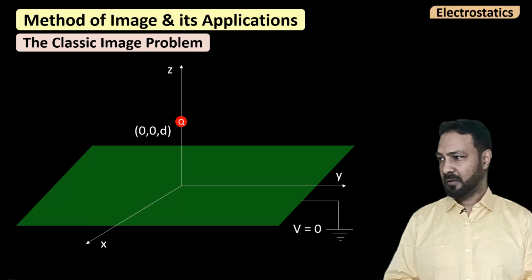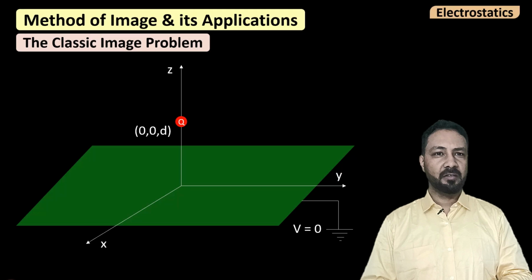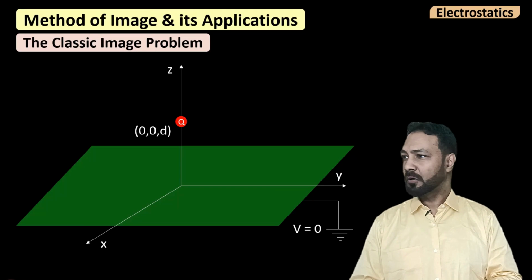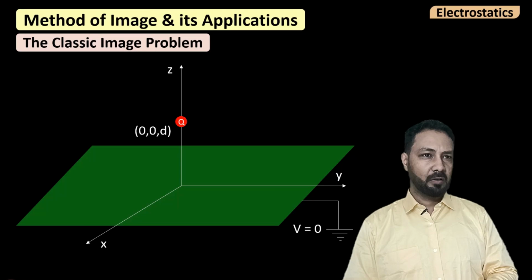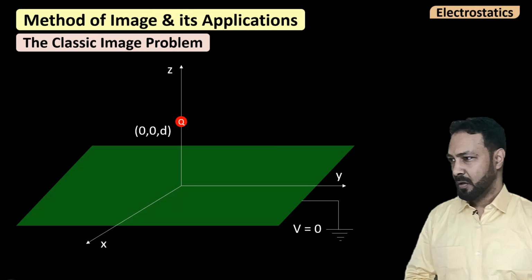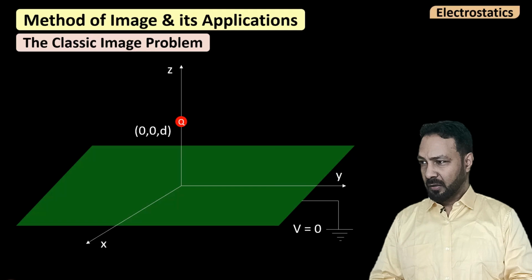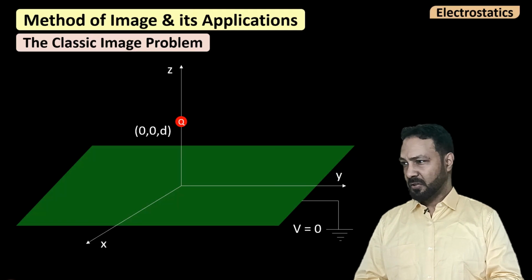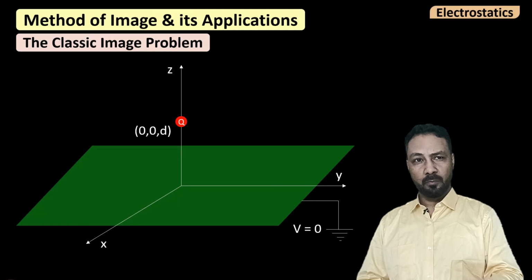The XY plane is in the sheet itself and the Z direction is perpendicular to the plane. There is a point charge Q placed at the point (0, 0, d). The sheet is in communication with the ground, so charge is not conserved. Charge can come from the ground and go back.